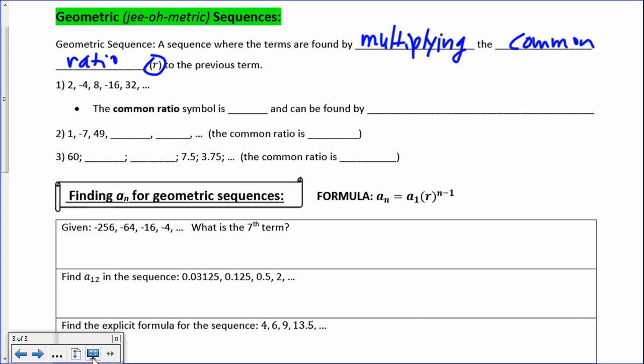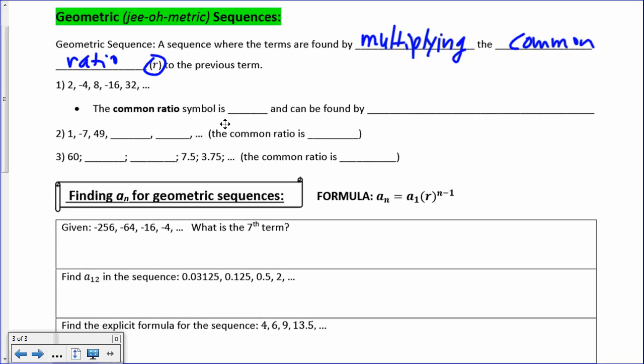So this is an example of a geometric sequence. What am I multiplying by each time? I'm multiplying times -2. See how the signs are alternating? Positive, negative, positive, negative. That can only happen for a geometric sequence, because you're multiplying times a negative number. A negative times a negative is a positive. Positive times a negative is a negative. And so it alternates signs like that.